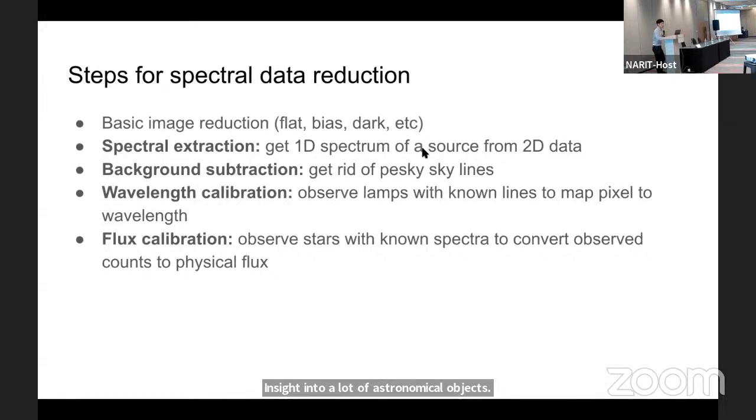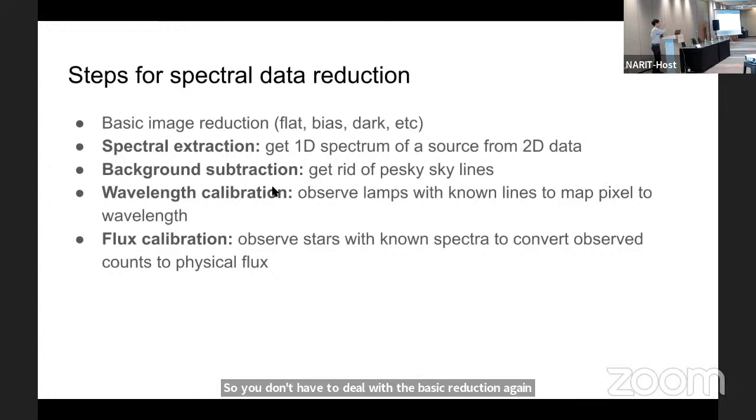But let me close by going quickly through the steps of spectral reduction that we will see in the notebook. So first step, we still have to do all the basic reduction. We have to do flats. We have to do bias. If we are in the infrared, sometimes we have to do dark, but these days it's getting better. Thankfully, this has already been done for you in the notebook, so you don't have to deal with the basic reduction again.